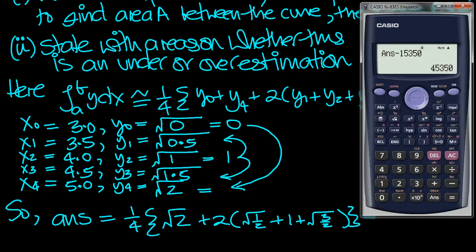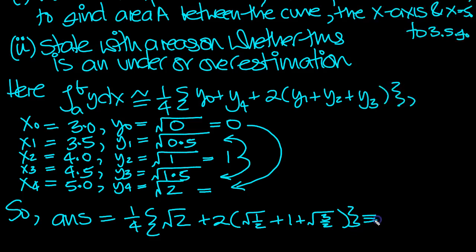So let's type that in the calculator then. It's 0.25 times bracket root 2 plus 2 times, open bracket, root of 0.5, plus 1, plus the square root of 1.5. Close the bracket, close the brace, so 2 brackets closed, equals. Now to 3 significant figures, it's 1.82. So the answer equals 1.82 to 3 significant figures. So that's that part completed. Right, now let's have a look at the other part.